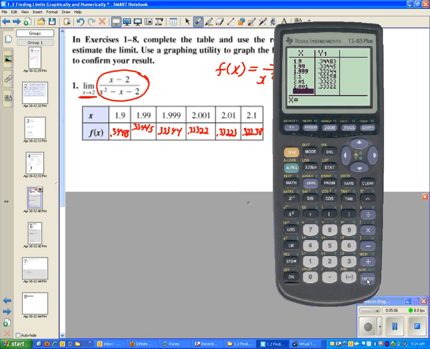So here's my answer. And those are three little dots. I mean, therefore. And you need your table because this table shows me something. I look at the table. Therefore, I conclude that the limit as x approaches 2 of x minus 2 over x squared minus x minus 2, the limit equals 1/3.